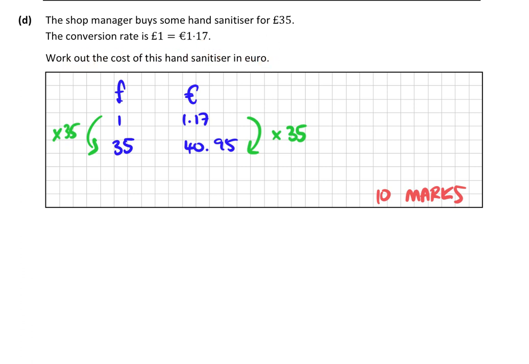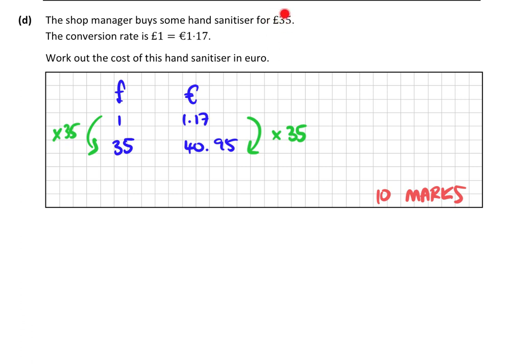Now, anytime you're doing these questions, you should always keep your pounds on top of your pounds and your euros on top of your euros, okay? It's a fairly straightforward one in this case, but we'll write it out regardless. So every single pound is worth €1.17.